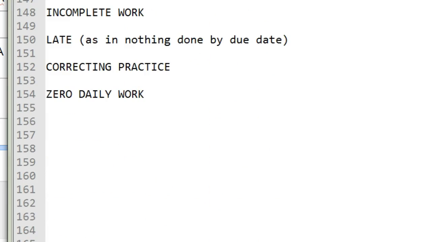And finally, I want to talk about incomplete work, late work, correcting practice, and zero work. Incomplete work will be scored as though it were totally done and submitted at that time. So anything you leave out will lose the total number of points for everything you left out. So if you only did 1 out of 10 problems, you'll get the points for the first problem, and everything else will be counted wrong because it's gone.